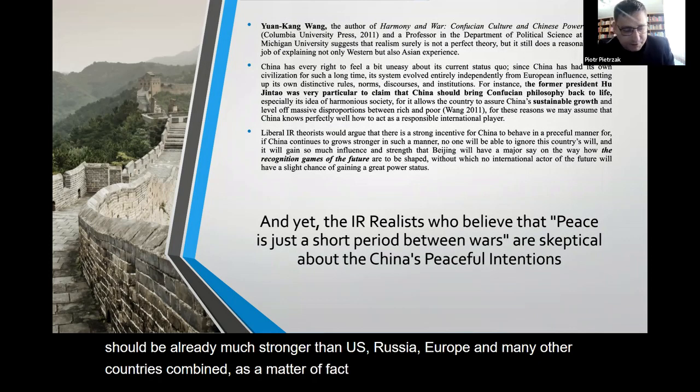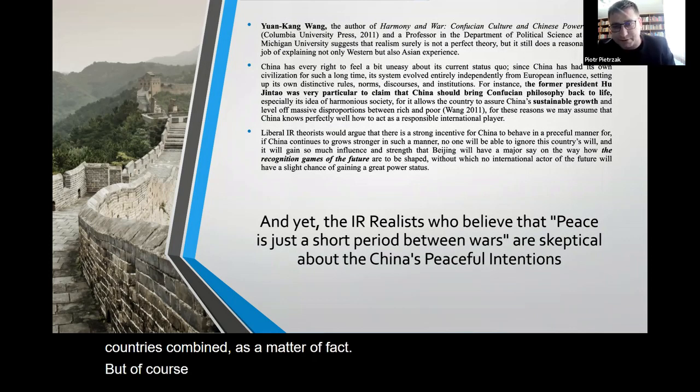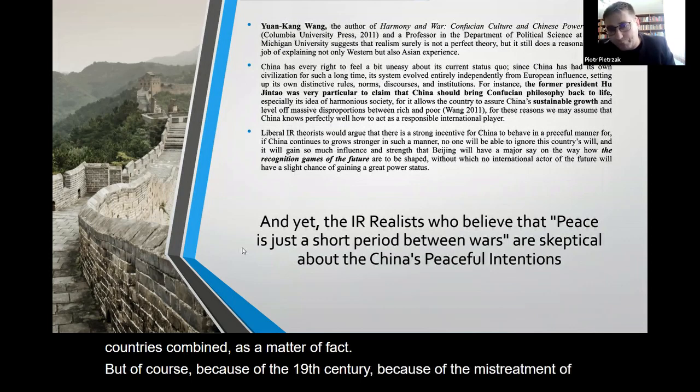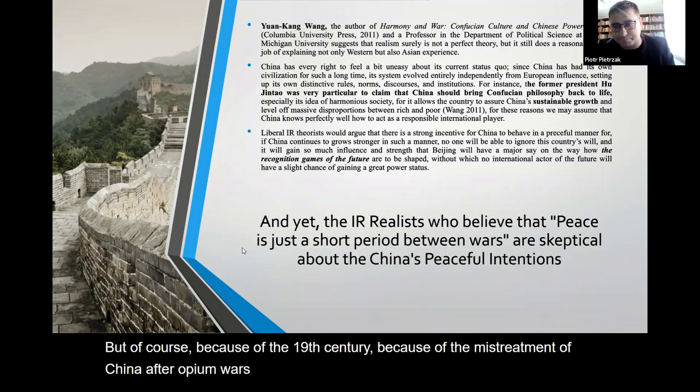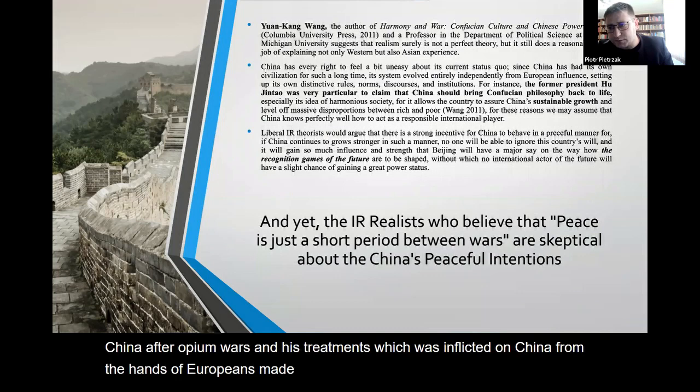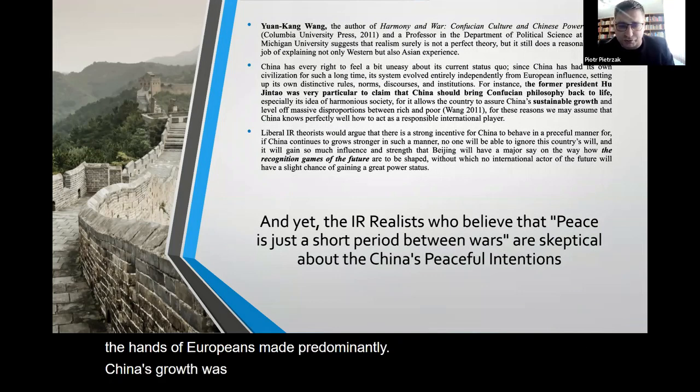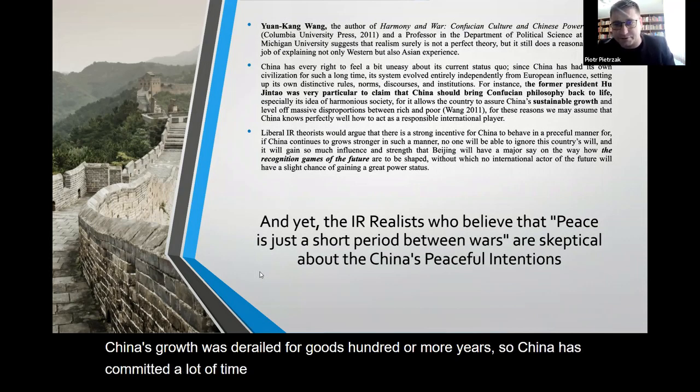But of course, because of the 19th century, because of the mistreatment of China after the Opium Wars, mistreatment which was inflicted on China by the hands of Europeans predominantly, China's growth was derailed for 100 or more years. So China has committed a lot of time and perseverance to rebuild this position.